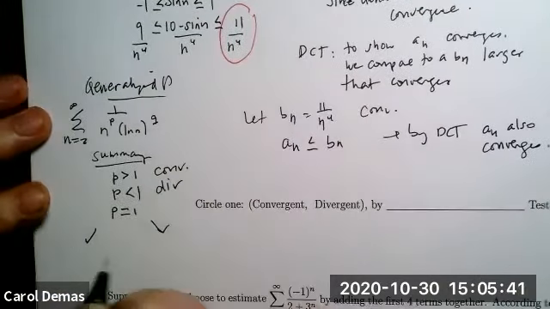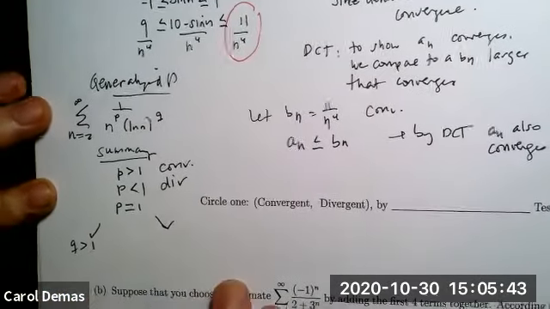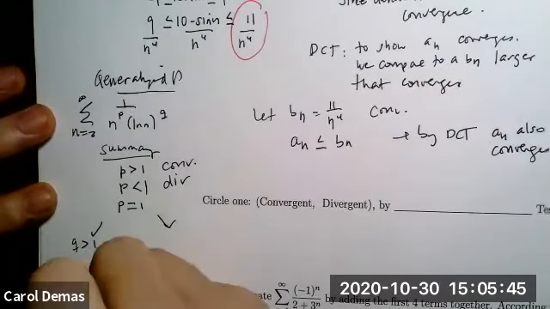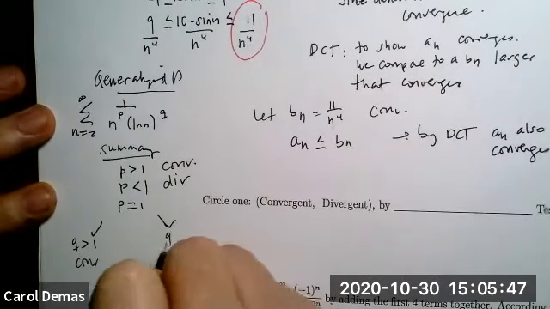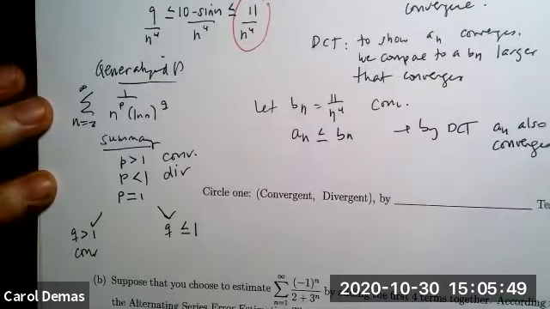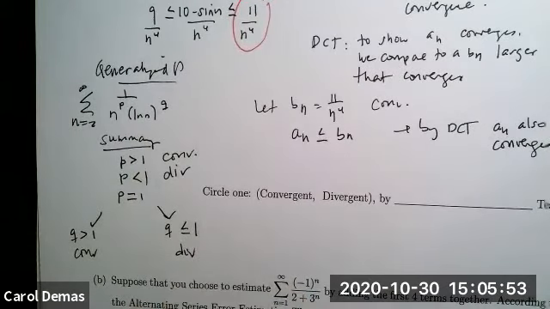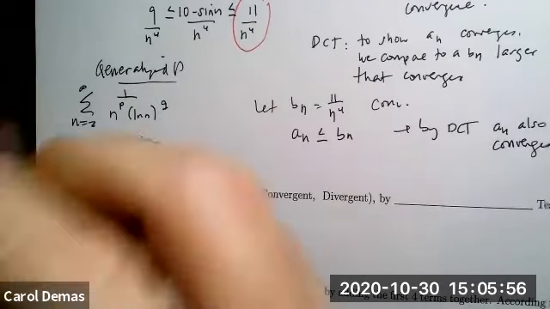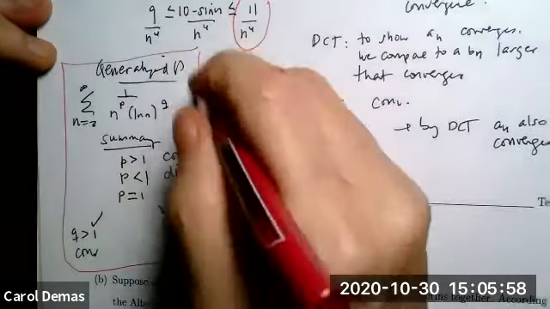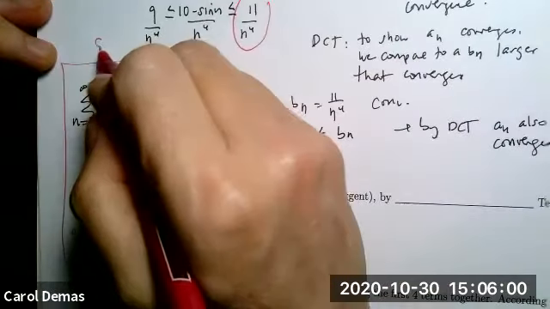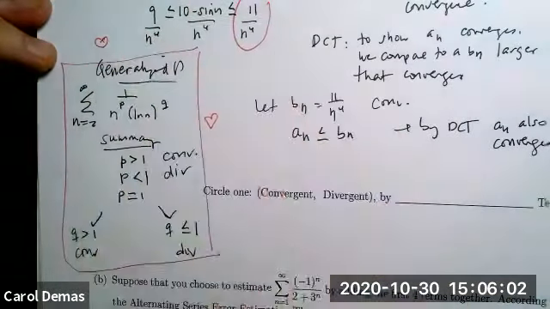Okay, if q is greater than 1, what's it going to do? Converge. And if q is less than or equal to 1, what's it going to do? Diverge. Okay, so let me put a red box around this and tell you how much I love the generalized p-test.